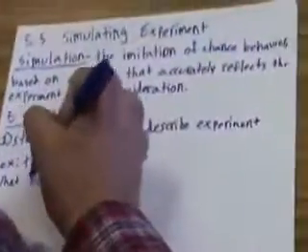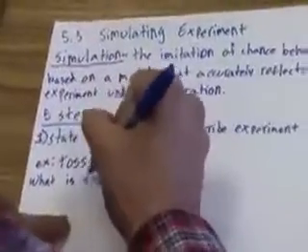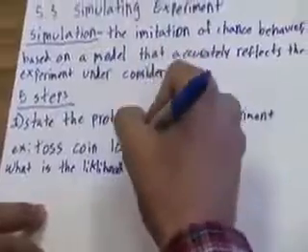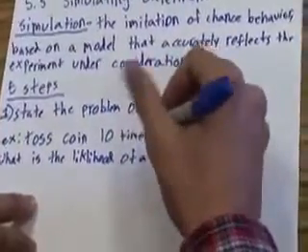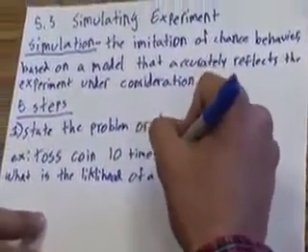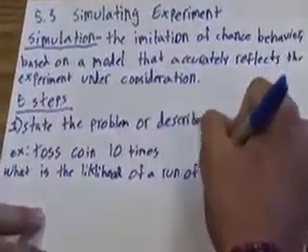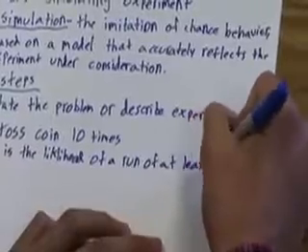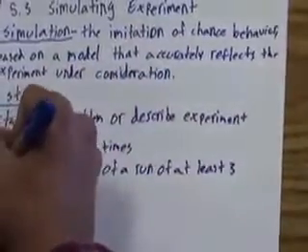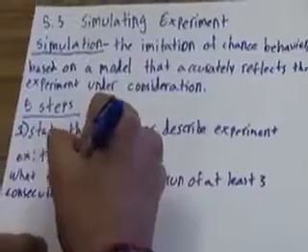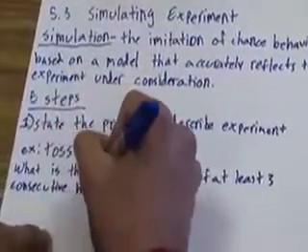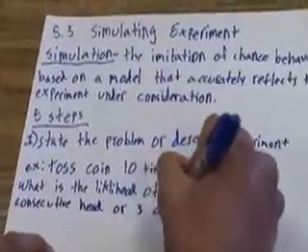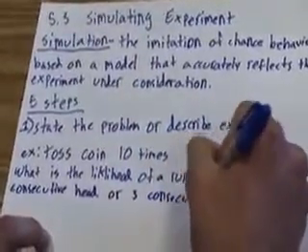what is the likelihood of a run of at least 3 consecutive heads or 3 consecutive tails.